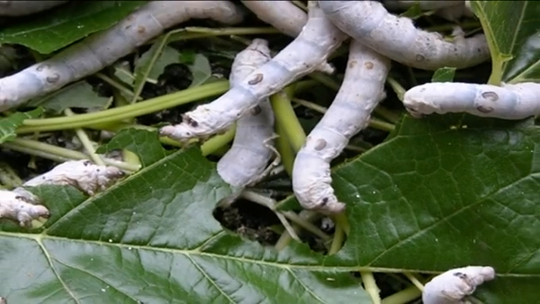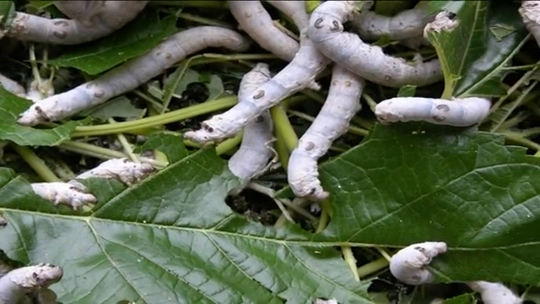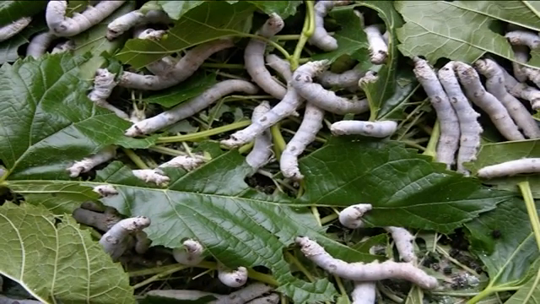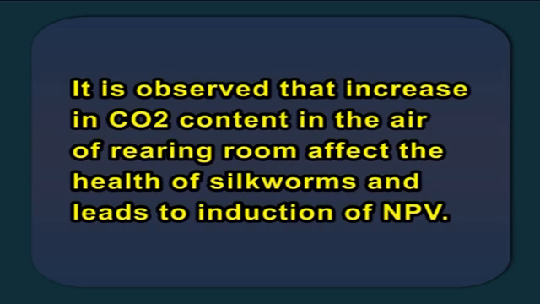Therefore, maintenance of optimum larval density in the rearing bed is essential for the healthy growth of silkworms. During molting, the larvae should be provided with good air currents and feeding should not be given while they are under molt. It is observed that increase in carbon dioxide contents in the air of rearing room affects the health of silkworms and leads to induction of NPV.